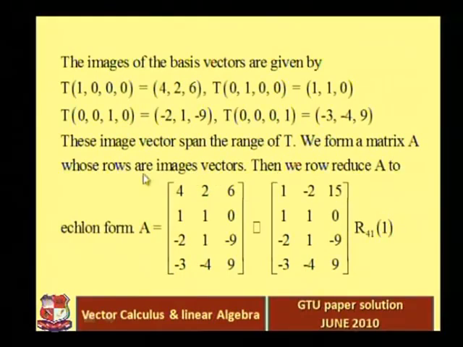So we form a matrix A whose rows are the image vectors. Then we row reduce A to echelon form. So here is the matrix A. The first row is 4, 2, 6. The second row is 1, 1, 0. The third row is minus 2, 1, minus 9. And the fourth row is minus 3, minus 4 and 9.